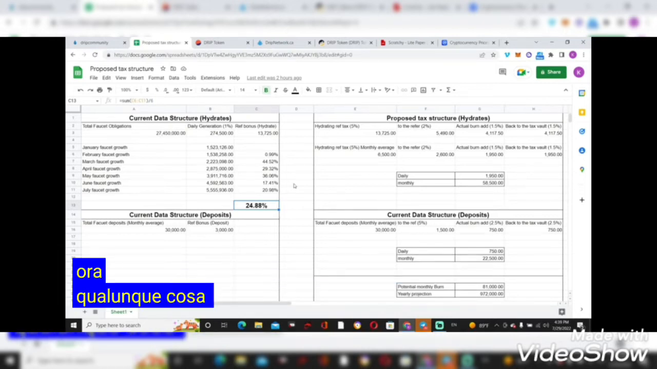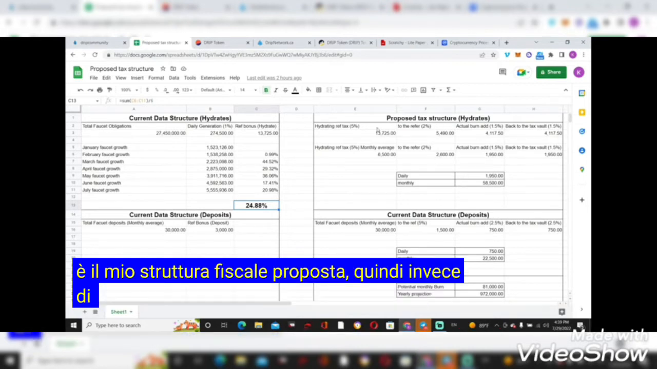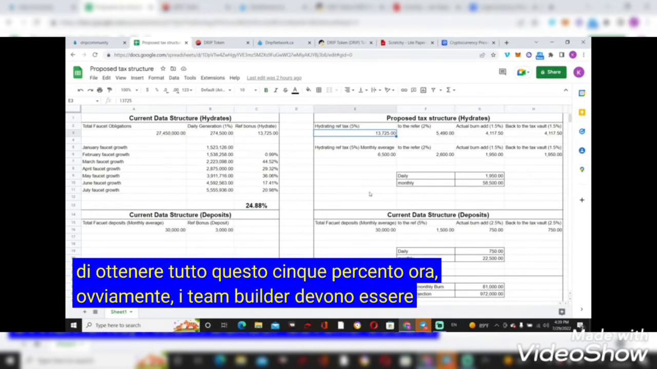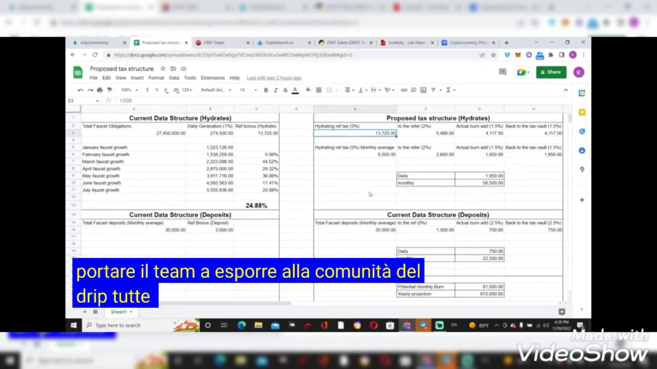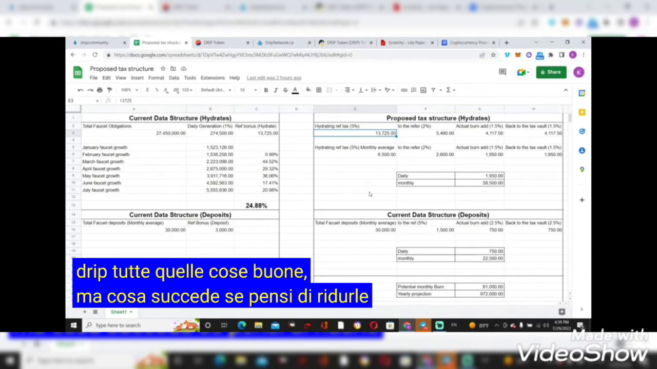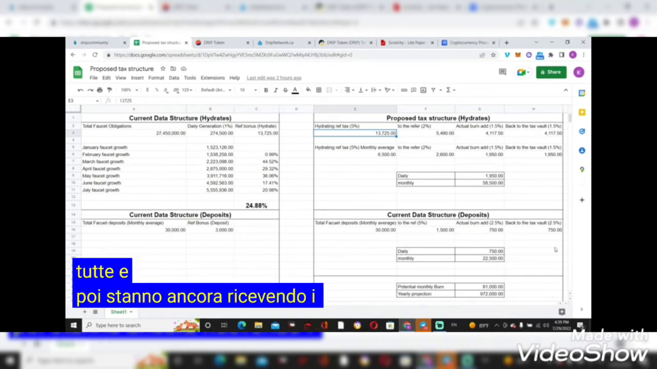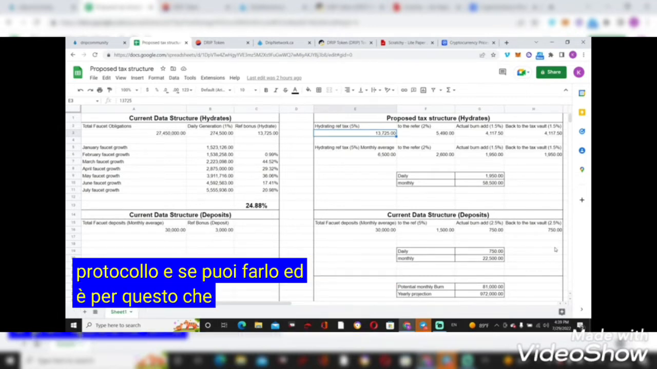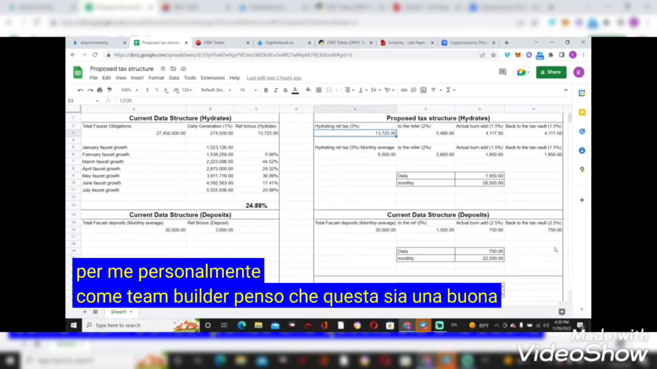Now whatever I have on the right here is my proposed tax structure. So instead of getting all of this 5%, now of course team builders have to be rewarded for putting in the effort, bringing exposure to the drip community, all of that good stuff. But what if you decrease all of that, and they're still getting the rewards, but at the same time you're benefiting the protocol? What if you can do that? And that's why, for me personally, as a team builder, I think this is a good solution.